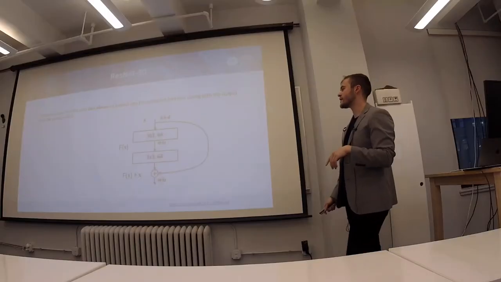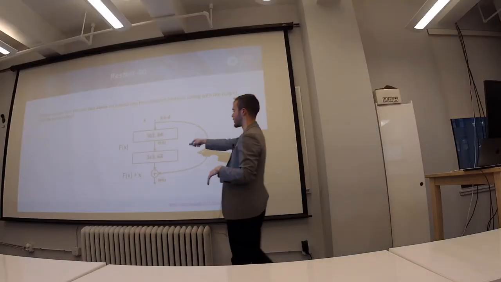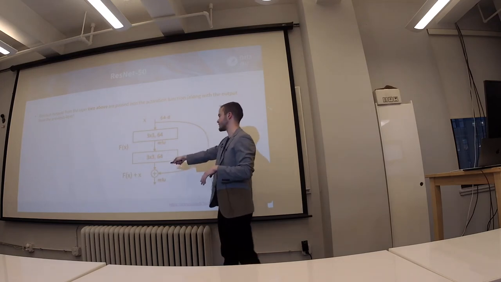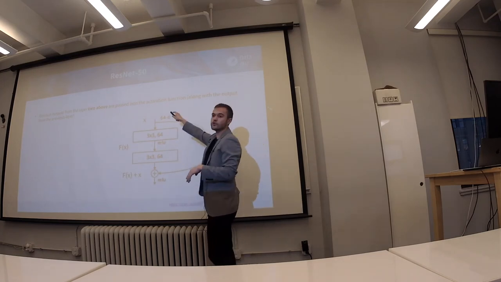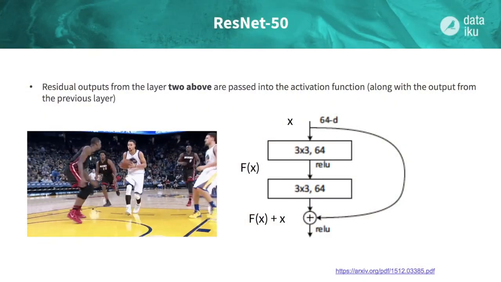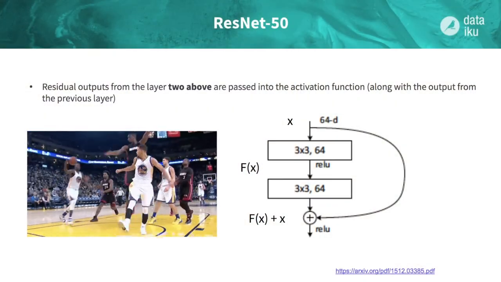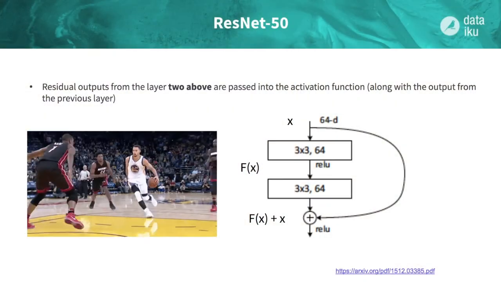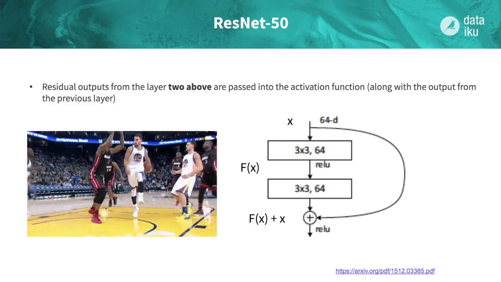So this is a zoomed in version of just that right there. And what's going on here is we're taking the residual outputs from the layer 2 above the current layer, and we're passing that back into the activation function. So that means that instead of passing just the output of this layer into our ReLU function, we're also taking the output from two layers prior. And a bunch of researchers who created this model felt that this was particularly important in training deep neural nets.